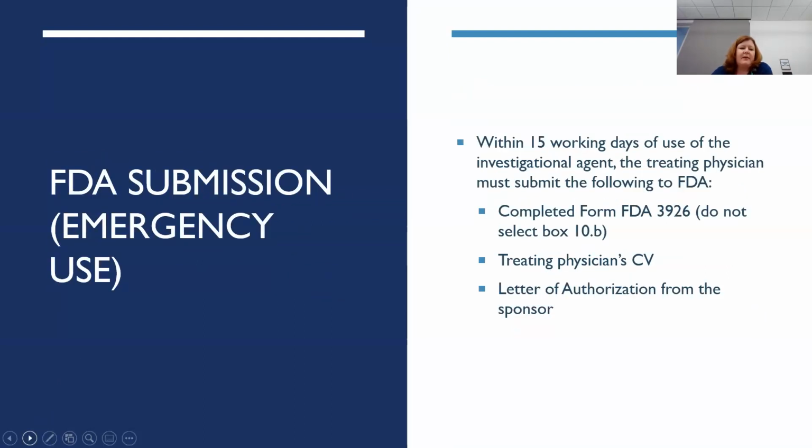So like I said, for FDA submission, it's after the fact. Within 15 working days of the use of the investigational agent, that's when the completed 3926 needs to be submitted. You don't have to select the 10B because emergency use doesn't fall under that prospective review. So you don't need to request that waiver. It's already built into the regulations as they're written. Other accompanying documentation include the physician CV and then also the letter of authorization from the sponsor.